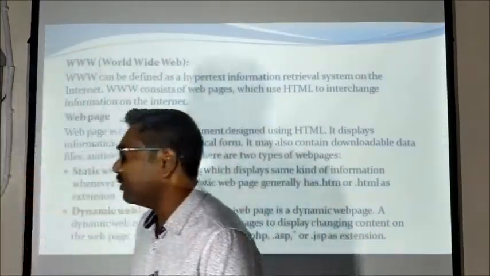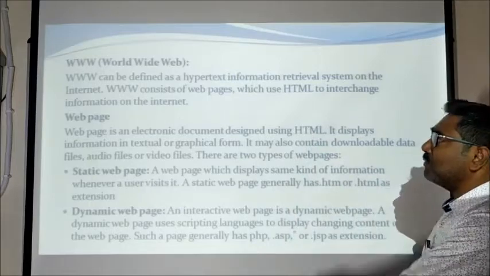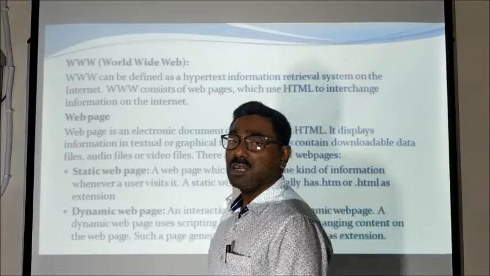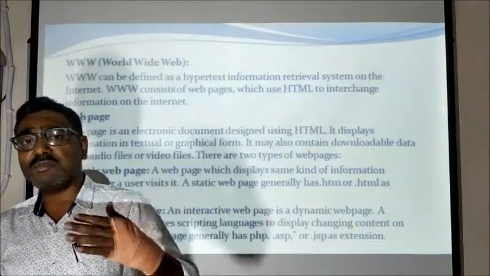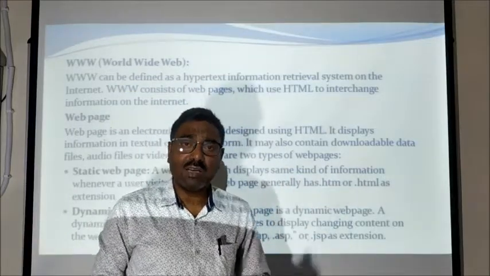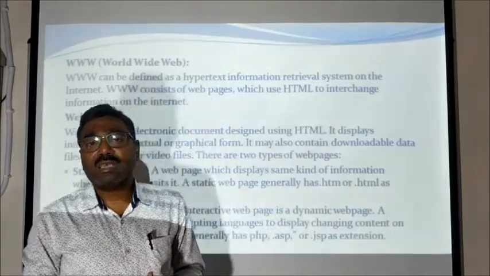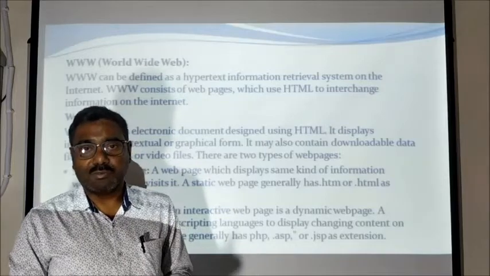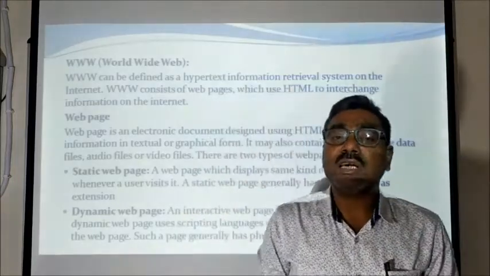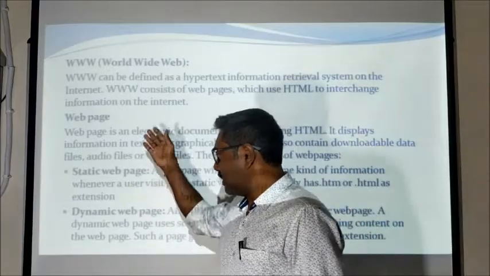So the next thing is the WWW. You must know about WWW. That is the World Wide Web. It can be defined as the hypertext information retrieval system of the internet. That means it helps you to retrieve the information available on the internet. And what kind of information? That kind of information is known as hypertext information, because this information is created using hypertext markup language.